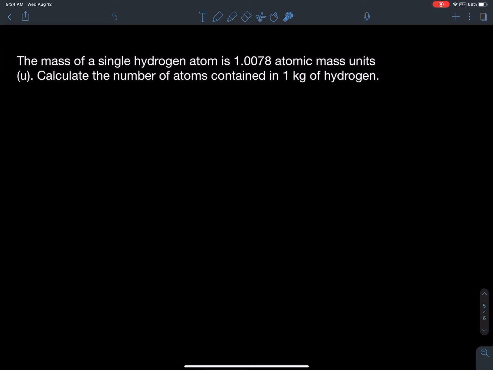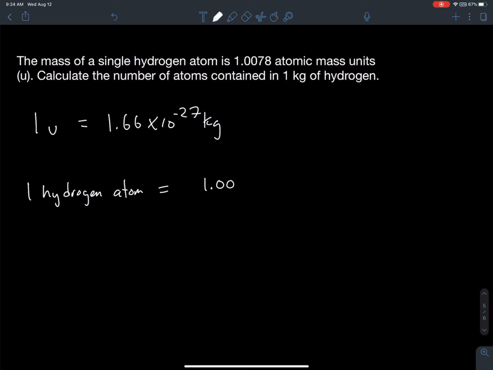First of all, I need to know what an atomic mass unit means in terms of kilograms. So 1 U, or atomic mass unit, is equal to, and I did some research on Google, 1.66 times 10 to the minus 27 kilograms. That means 1 hydrogen atom is equal to 1.0078 U times 1.66 times 10 to the minus 27 kilograms per U, and the U's will cancel out.